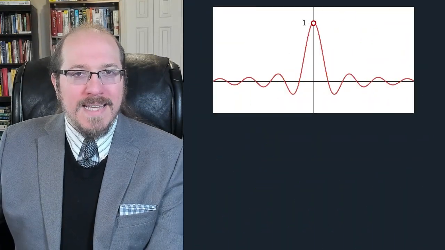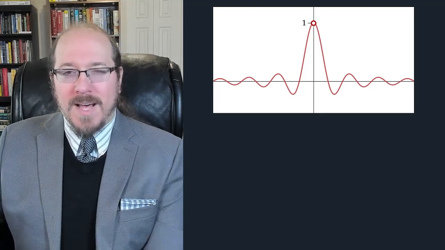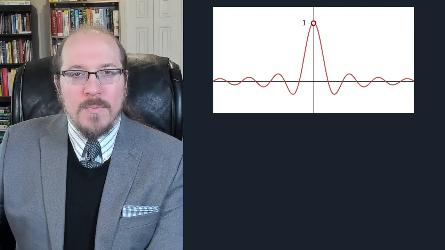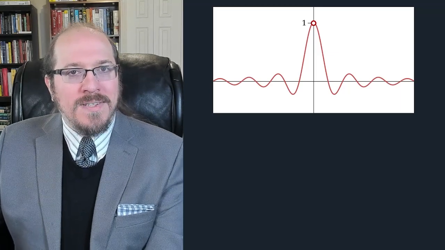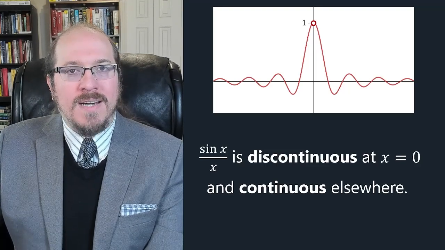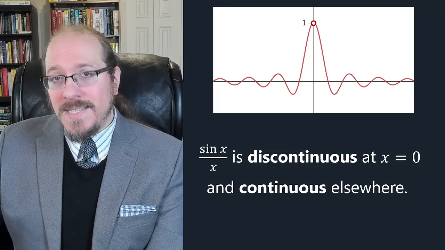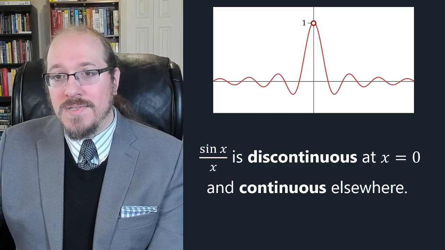So we know that as x approaches 0, sine x over x approaches the limit of 1. But that doesn't change the fact that we can't directly plug in 0, so the function never actually reaches 1. What we have is an issue with the function's continuity. It's discontinuous at x equals 0, while at any other point it's continuous.